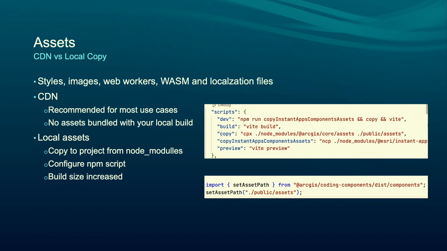You can do local assets. If you do the local assets, you'll probably want to set up something like a build script to copy those assets from node modules into your project. And the sample shows how to do it. There's a little blurb on the slide that uses this NPM package CPX. You can just install that, and then copy, in this case, the ArcGIS core assets to this public assets folder in your application. So you can set that up in your package.json scripts file.